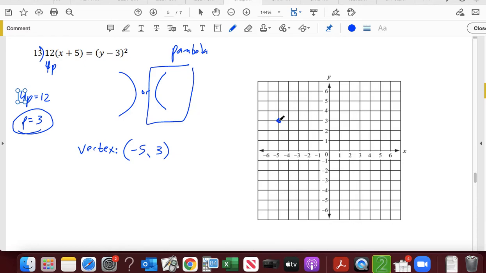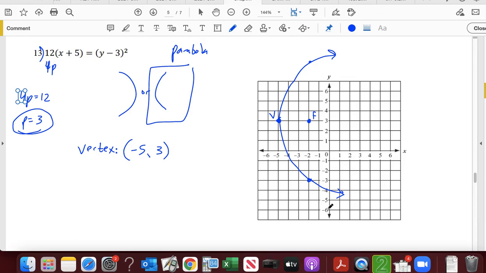We know p is 3, so that means since y was squared, we go p to the right to get to our focus. So there's our focus. There's our vertex. And technically you go 2p in each direction. So 1, 2, 3, 4, 5, 6. So you go 6 that way, and 1, 2, 3, 4, 5, 6. And those connect to your parabola. So there's our parabola.